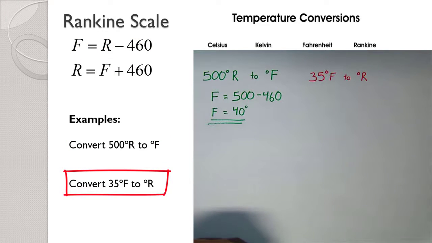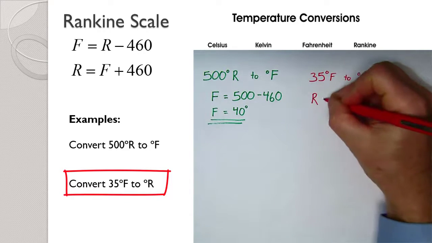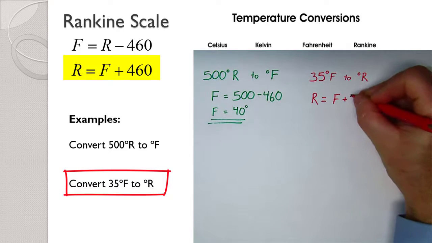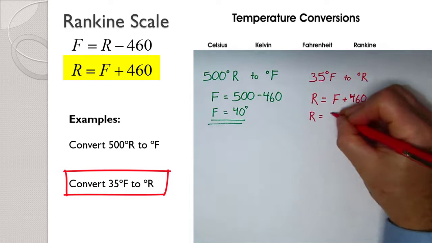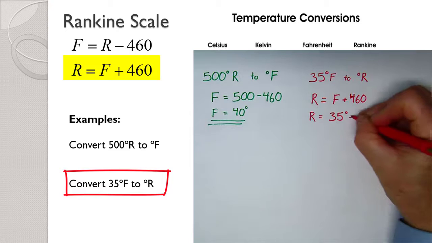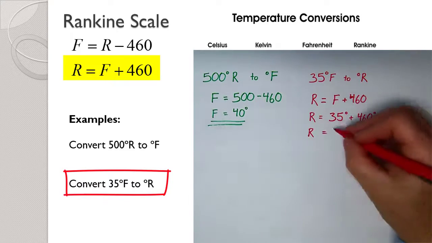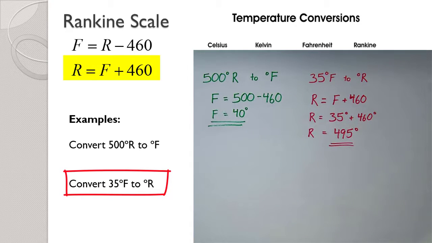And our other one here, 35 degrees Fahrenheit to Rankine. Well, here we're looking for a Rankine value, and so our formula right here says that R is equal to the Fahrenheit value plus 460. And so our Rankine temperature will be 35 degrees plus 460 degrees. And that means our Rankine temperature is 495 degrees. And that's all there is to that. Pretty easy math as long as you're using the right formula.